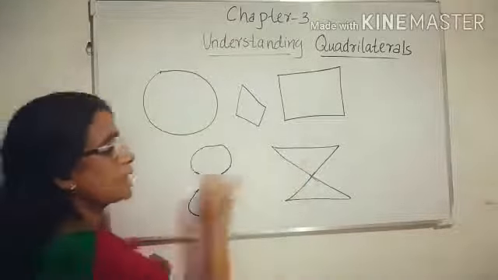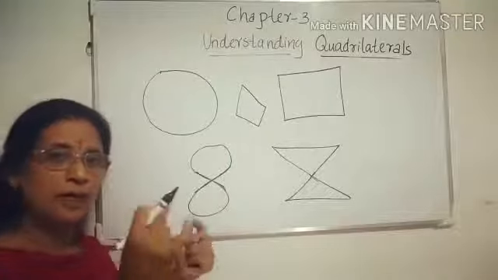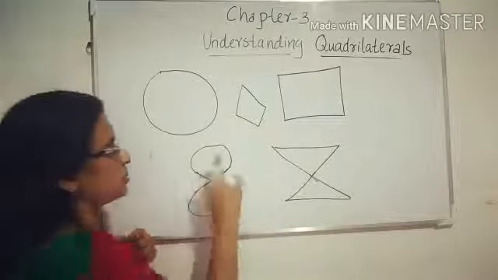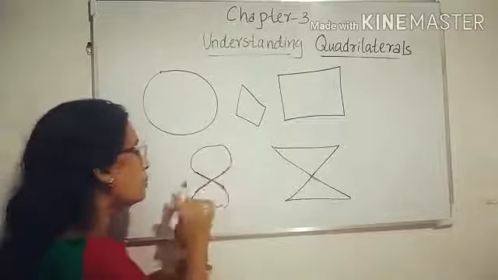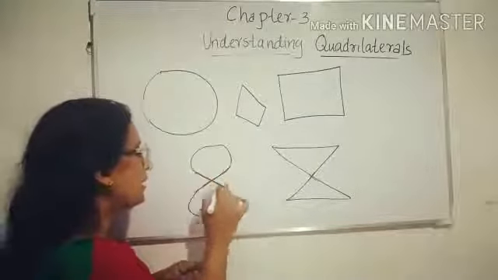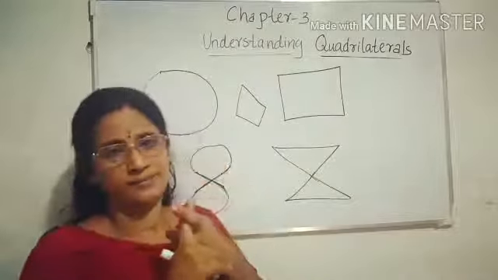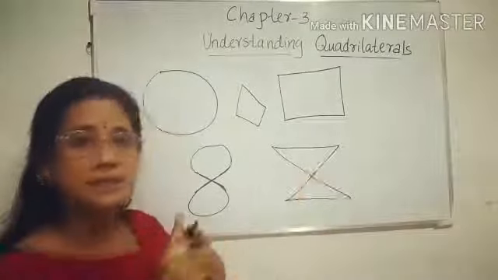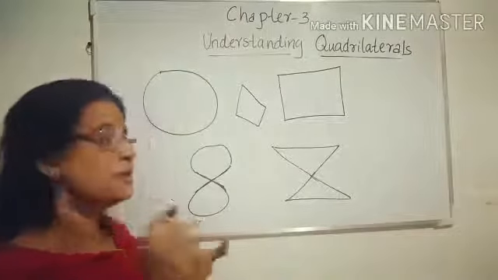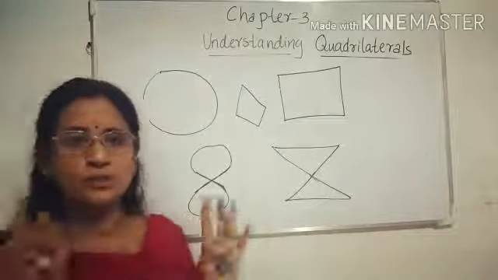Here these two examples, these two are closed. Both endpoints join together. These two are closed curves. But their boundary crosses itself. Their boundaries are intersecting. Here also their boundaries are intersecting, crossing itself. So these two are not simple closed curves.